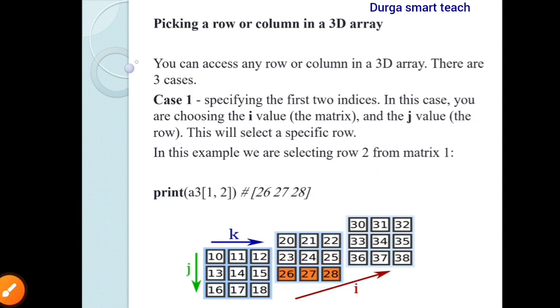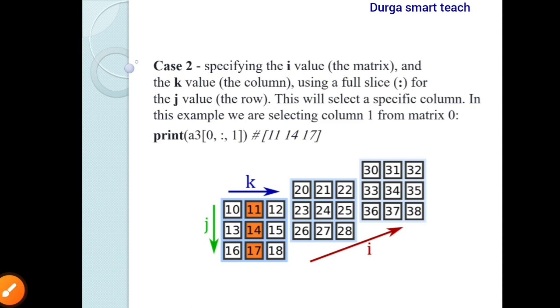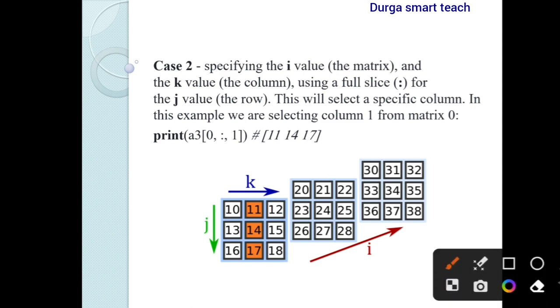If you want to access a specific column, I want to access 11, 14, 17. This column is present in the 0th plane, and no need to specify the row because you need all 3 rows. But you need a specific column, and that column index is 1. 0 comma colon comma 1, you can access 11, 14, 17.